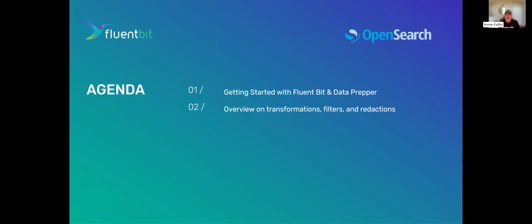And then what we're going to do is an overview on transformations, filters, and redactions. When you look at Fluent Bit and when you look at DataPrepper, they do have some very similar goals, and they do have some very similar attributes. And what we'll do is try and clarify why you would use one over the other, and how you leverage the power of the transformation, the filtering, and the redaction capabilities in both of the toolings. Next, we're going to put it all together and show you what the architecture is and what we have in place and what we're going to change to.